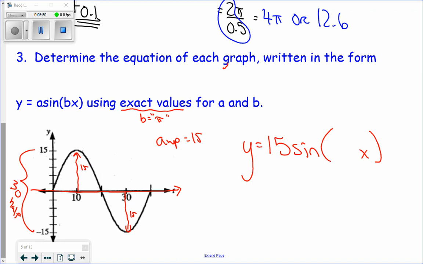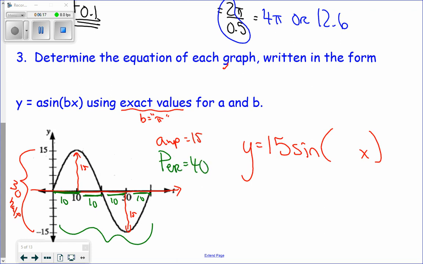Okay, same idea as the first one. From here to here is 10. So how far is it from here to here? 10. How far is it from here to here? Another 10, because 10 plus 10 plus 10 is 30. So how far to here to here? So the whole thing, 40. So the period is 40.